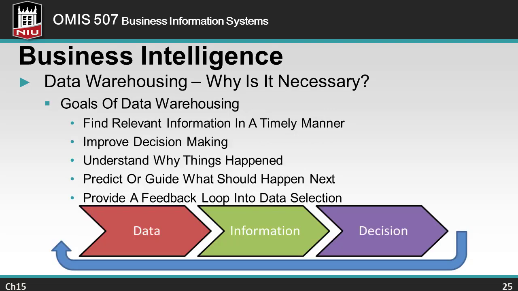Remember the goals of data warehousing. Ultimately, the data warehouse is designed to support the business decision process in a timely manner. We need a source of data to understand the past and plan for the future. The data warehouse can also provide a feedback loop into data selection, ensuring data integrity and providing quick feedback in the case of errors or inconsistencies.